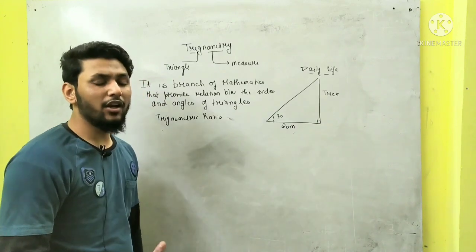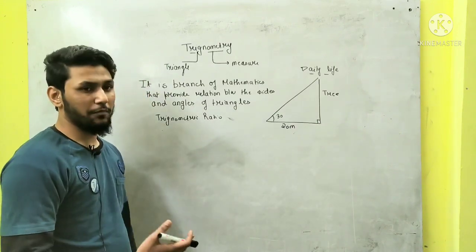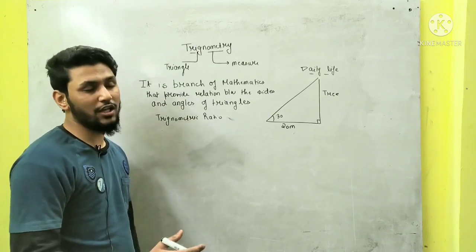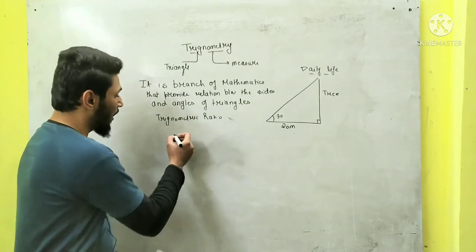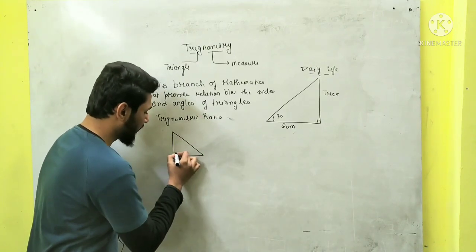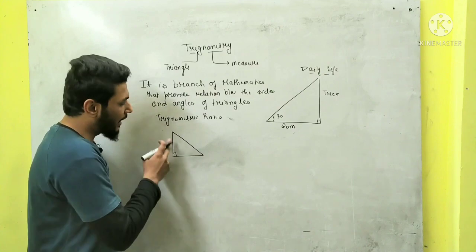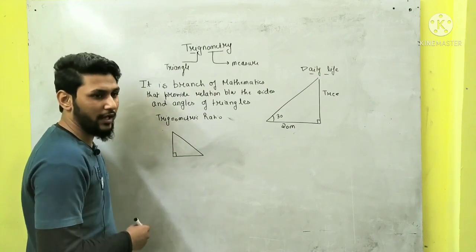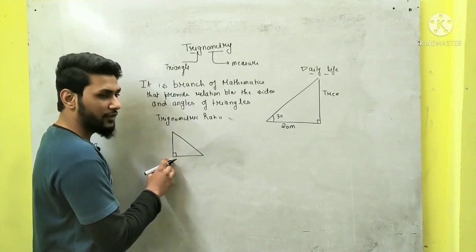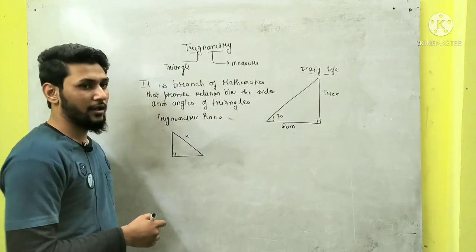Secondly, we are going to talk about trigonometric ratios. Before that, we should learn about the right angle triangle, which we are going to talk about mostly. This is a right angle triangle. Here, one angle is 90 degrees and the other two angles are acute angles. The side in front of the 90 degree angle is known as the hypotenuse.